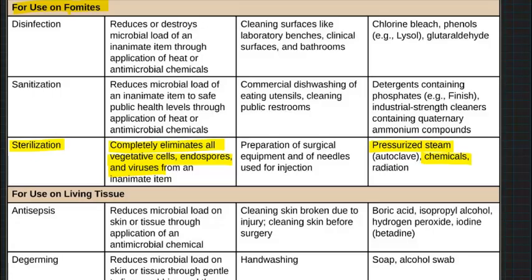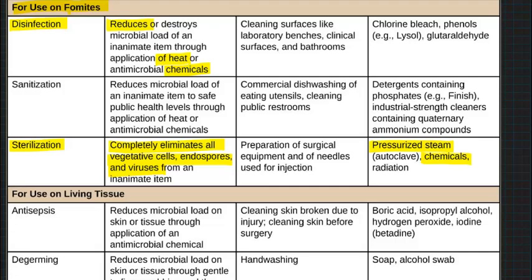A notch below sterilization is disinfection. So disinfection cannot guarantee the complete obliteration of all forms of microbial life, but it dramatically reduces microbial load on the fomite by physical, such as heat, radiation, or chemical methods. An example of disinfection would be the application of things like bleach or highly concentrated ethanol, which is a bit wasteful, okay?